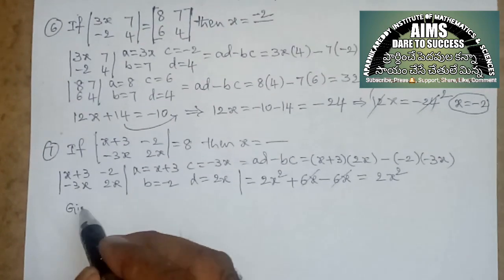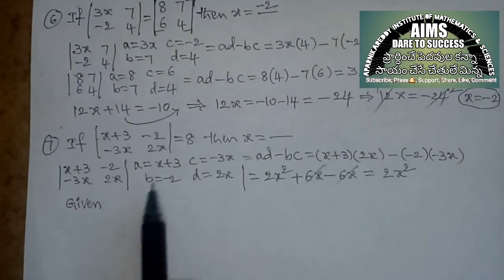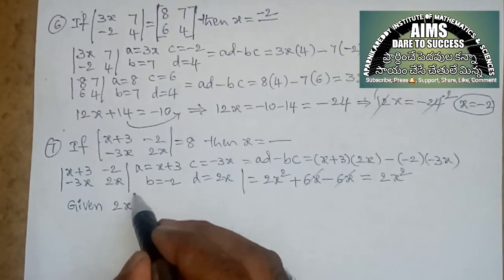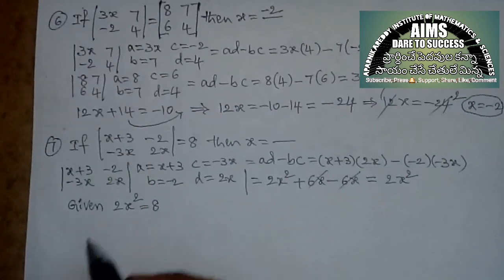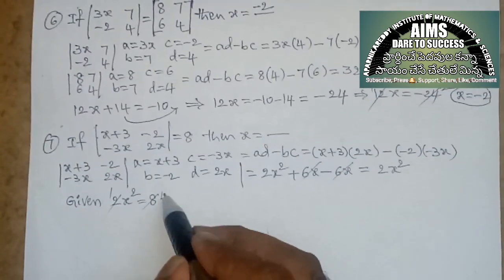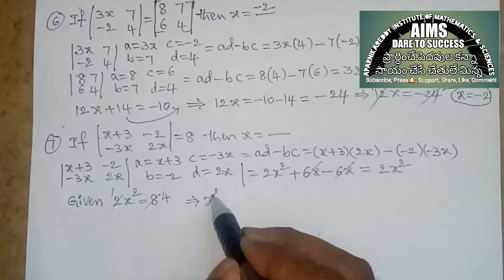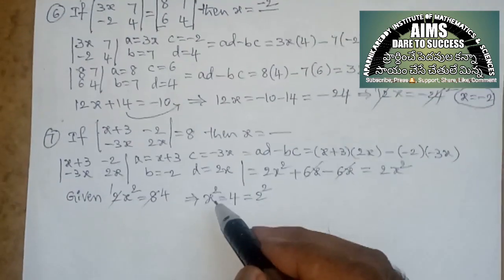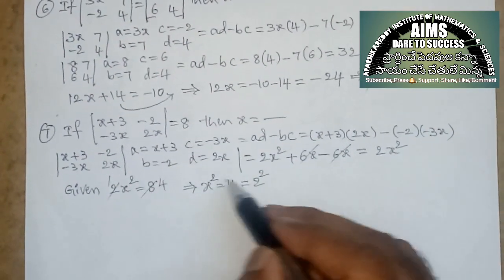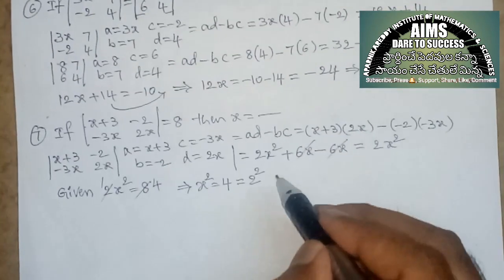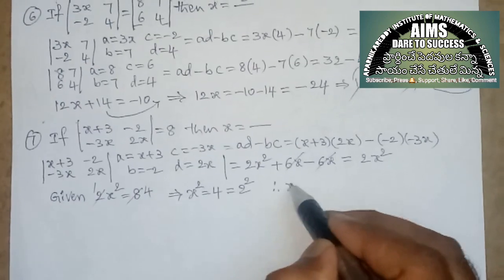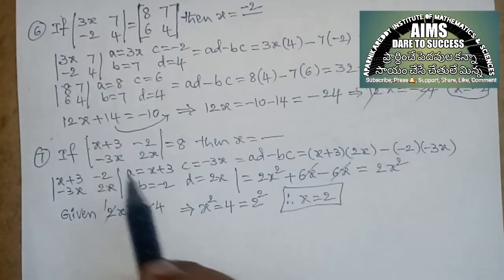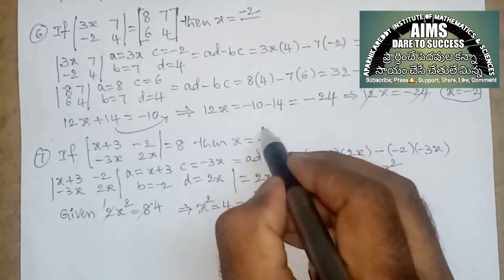So what is the given value? Det is equal to 8 given. So according to the det value, 2x square is equal to 8. Cancellation, 2 ones are 2, 2 fours are 8. What is the remaining value? X square is equal to 4. 4 can be written as 2 square. So left side, right side, if powers both are cancelled, therefore x value is 2. According to the given question, answer of x is 2.